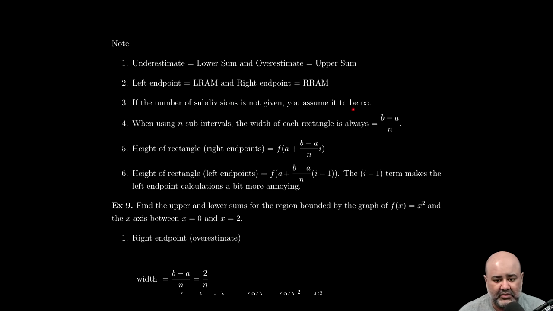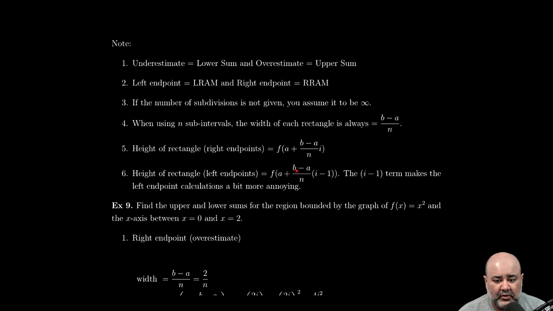So you'll see this in a bit when we see some examples. On the other hand, if you are given the number of subintervals, so in this case, let's say it's n, then the width of each of those rectangles is always going to be given by this formula, b minus a over n. B is the upper limit of integration, a is the lower limit of integration, and n is the number of subintervals or subdivisions.